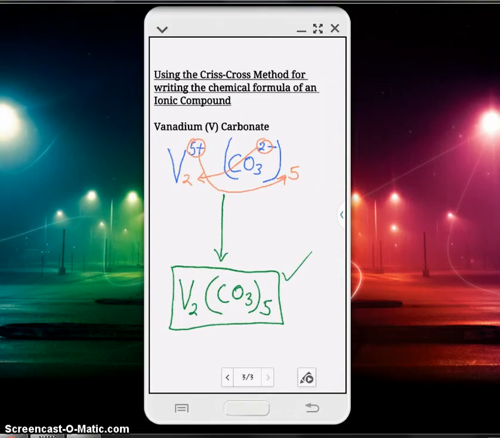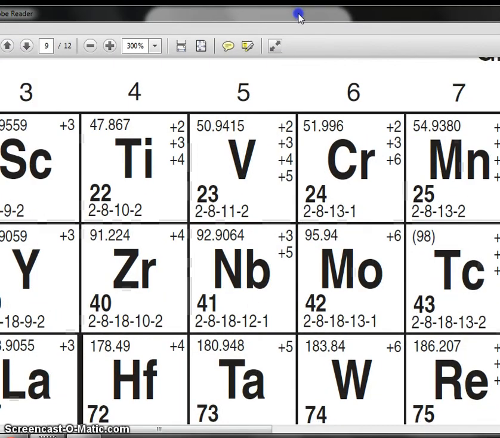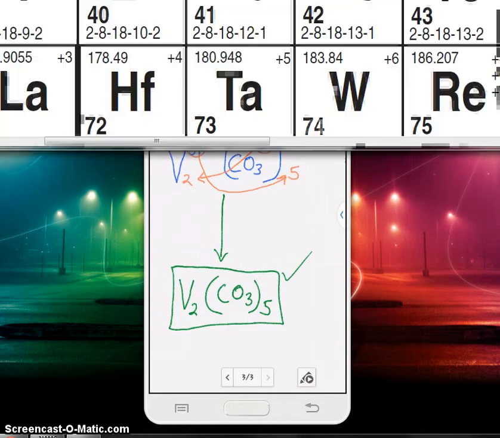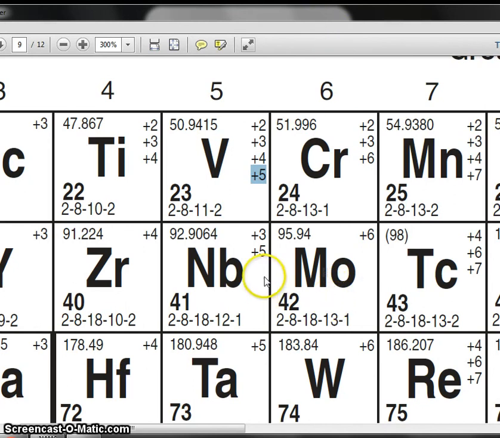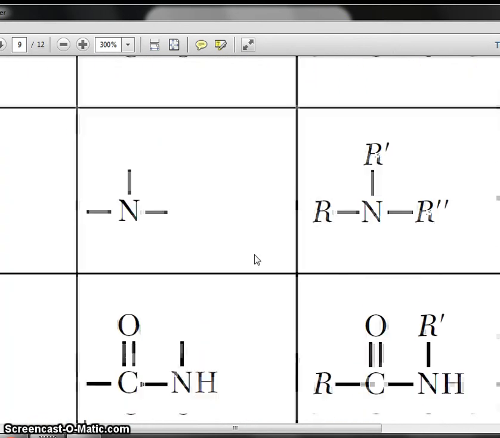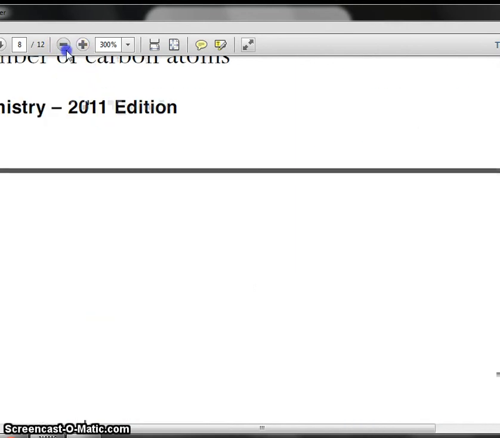Let's check the chemical name given to us again. Vanadium, Roman numeral 5, carbonate. That doesn't mean there's 5 vanadiums. That means that the vanadium is vanadium +5, which we see right here on the periodic table. What is it bonded to? Vanadium +5 is the positive ion, so the negative ion is carbonate. Carbonate? That's not an element. That's a bunch of elements. So we have to go to table E, polyatomic ions.